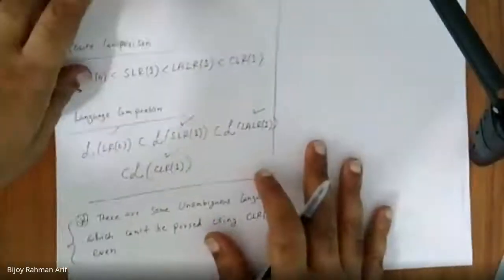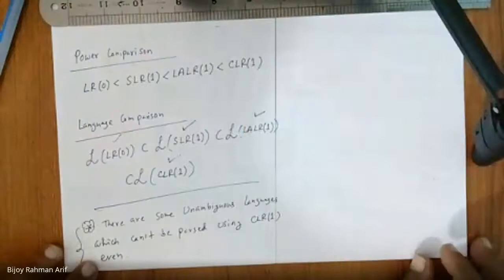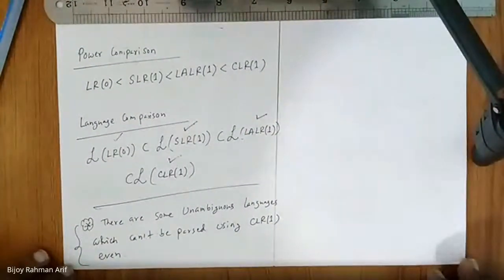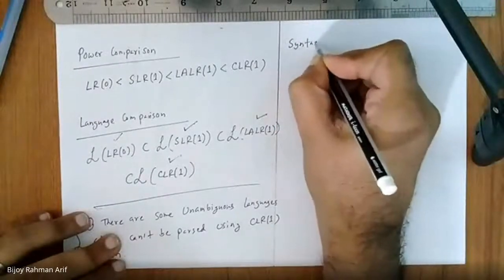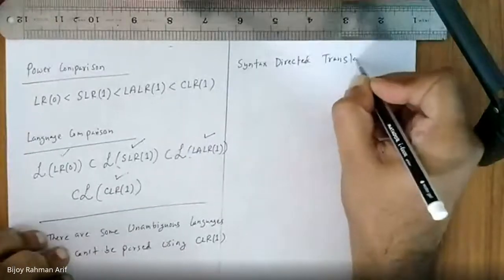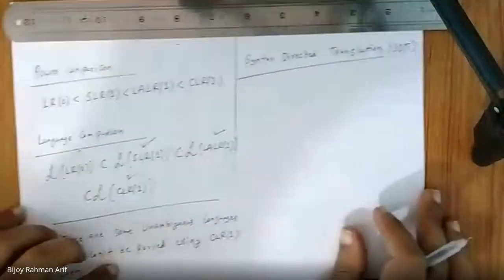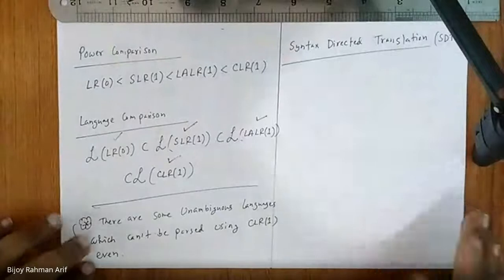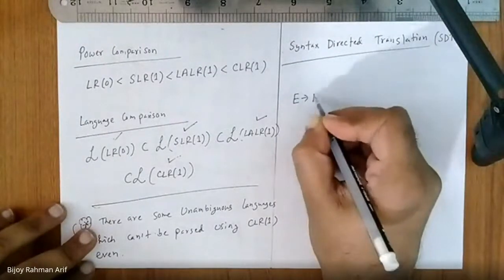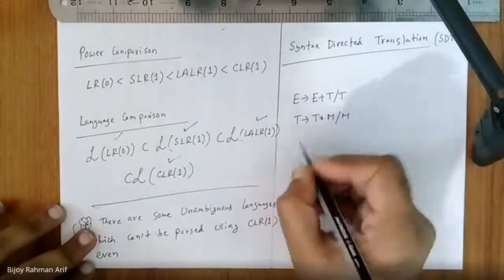Okay, now let's start the new topic of today, that is called syntax directed translation, or SDT. Now, what is SDT? Let's take a grammar, our very favorite, very familiar grammar, the calculator grammar. E derives E plus T or T. T derives T star M or M. M derives number.